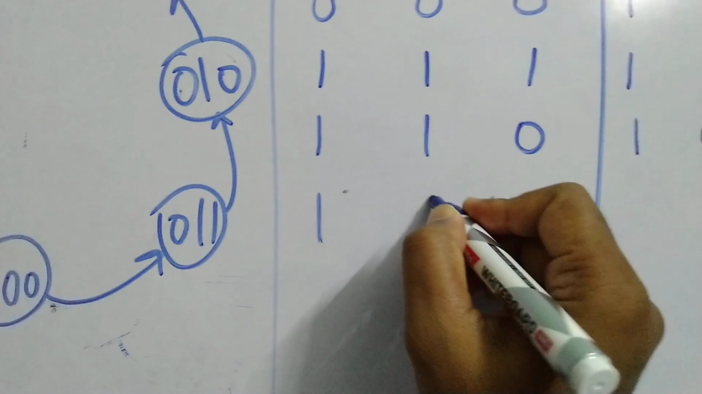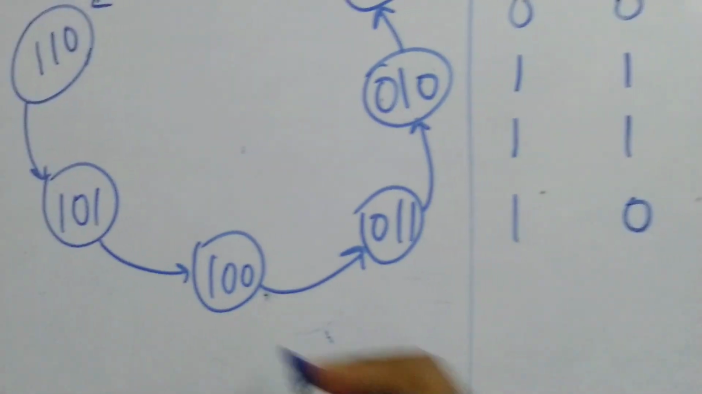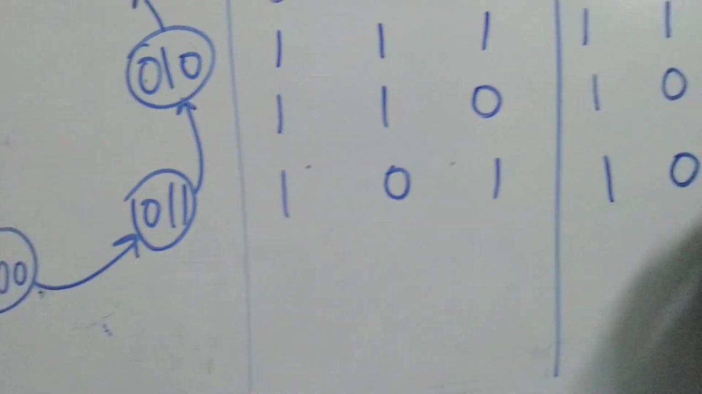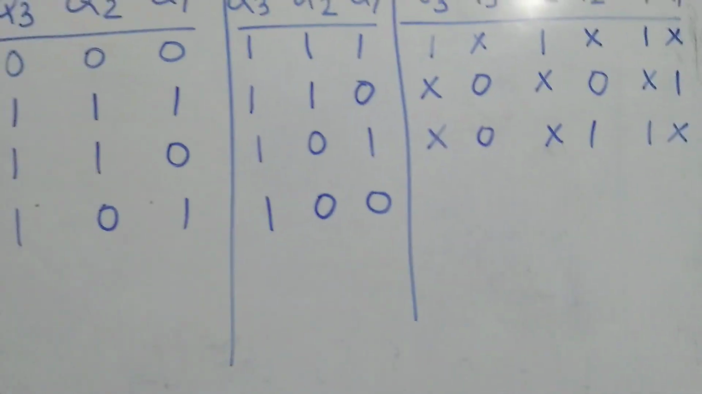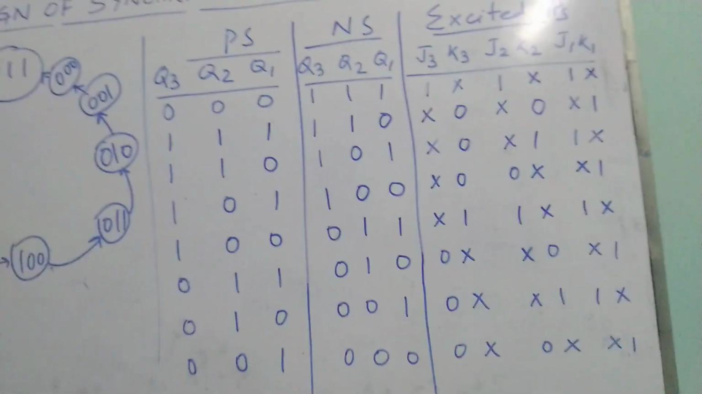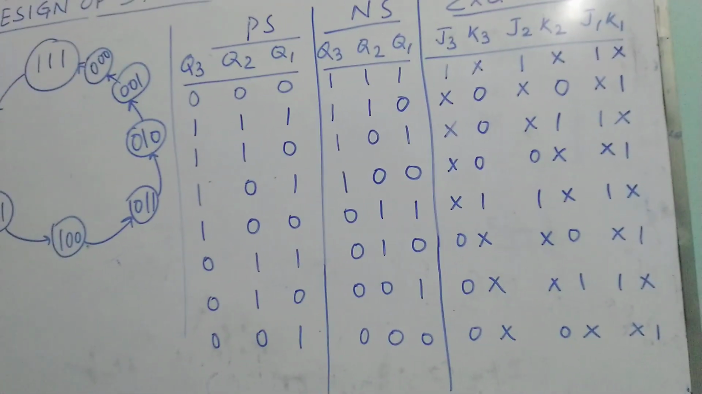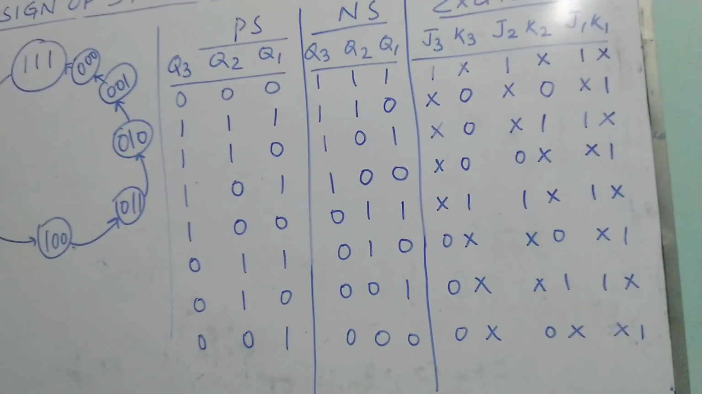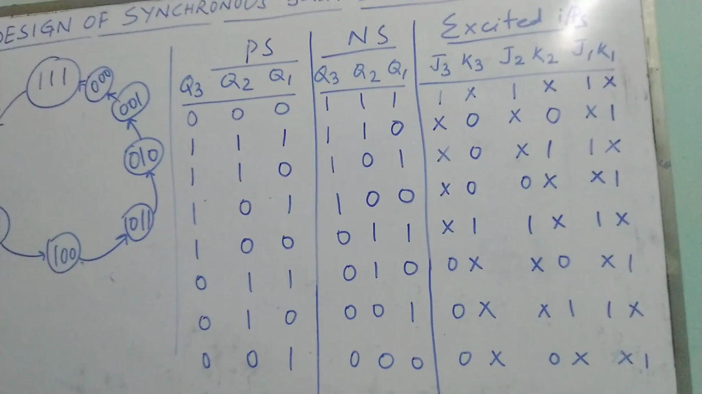Similarly for the remaining states, the present state is 1 0 1, next state will be 1 0 0. So similarly we can do it. So this is the final excitation table. Now we will find the minimal expression from this table.